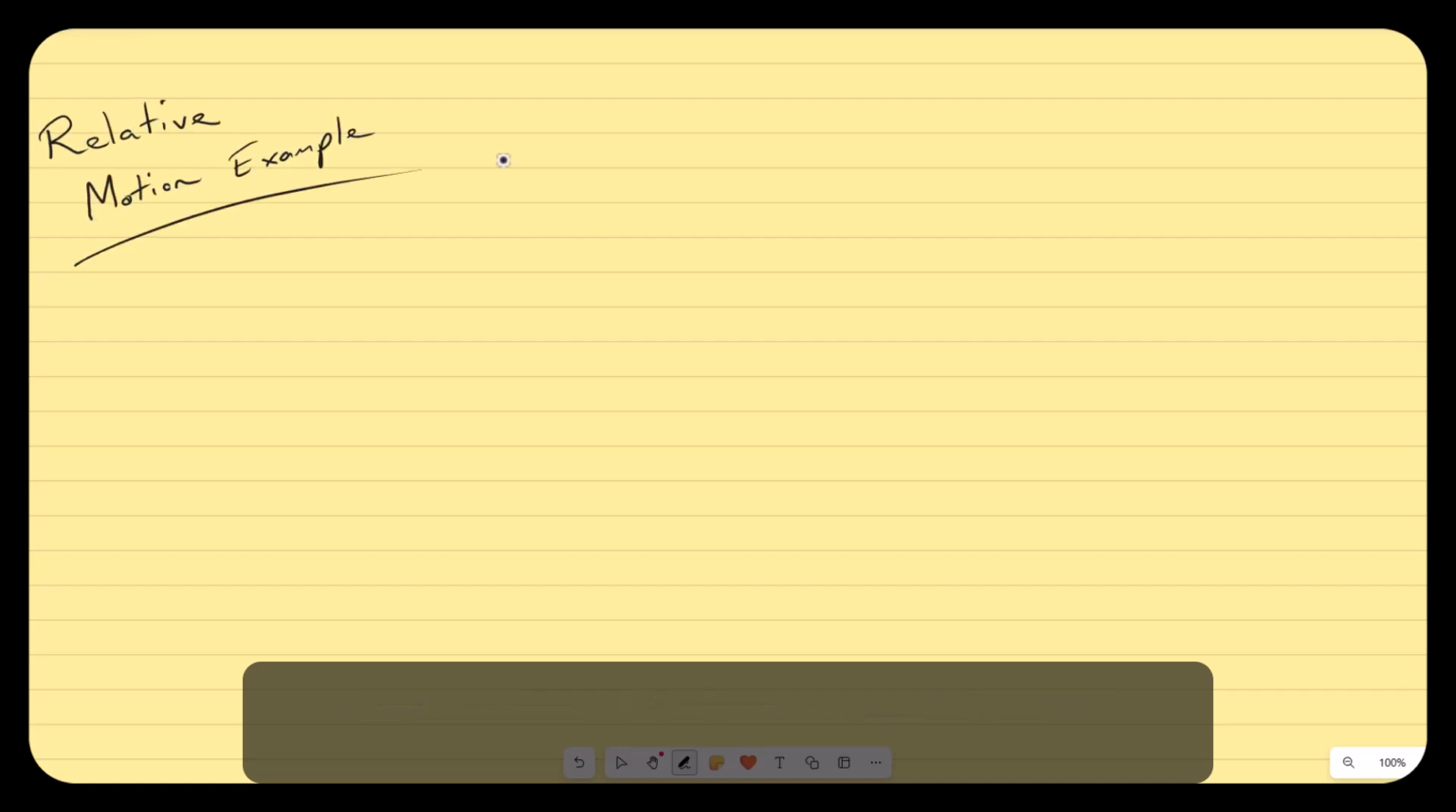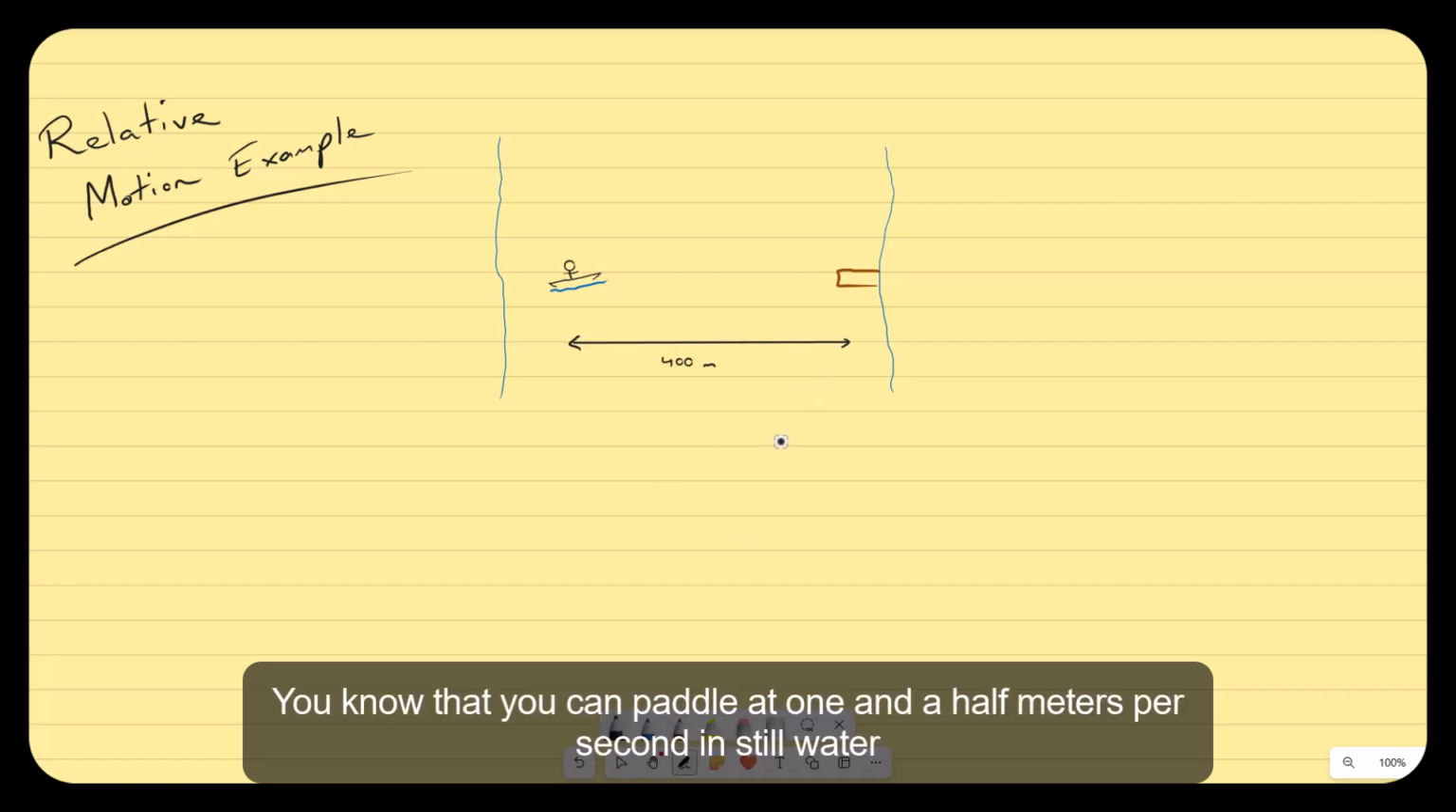This video is going to be a relative motion example. Let's say that you are out on a lake in a kayak. There's a dock, so you are here. There's a dock directly east of you, and that is 400 meters away. You know that you can paddle at 1.5 meters per second in still water.